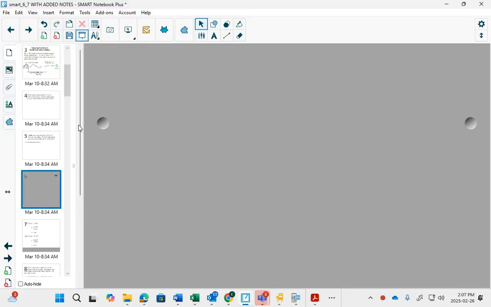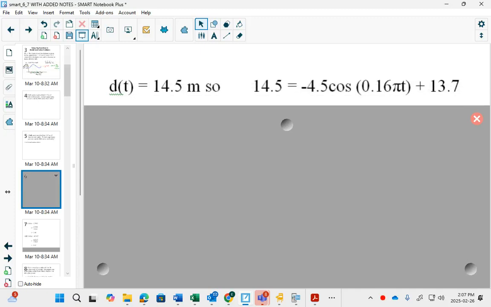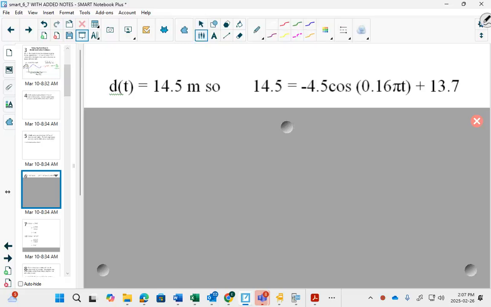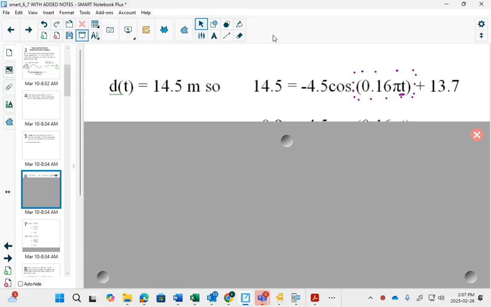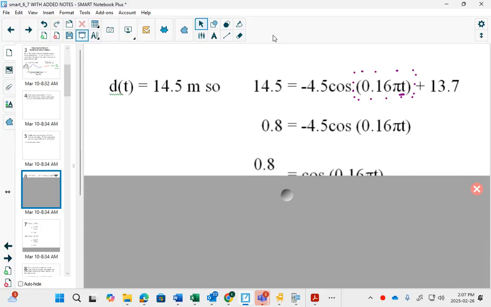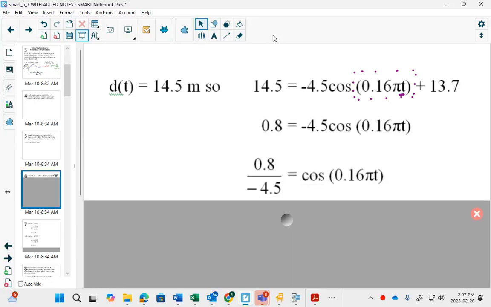First of all, since the height is 14.5, you could plug in the 14.5 for d. Our goal is to solve for t. T right now is inside cos. You know how to solve cos equations. But first, let's get the cos by itself. So I'll move the 13.7 over, I'll divide by negative 4.5, and now I have the cos by itself.